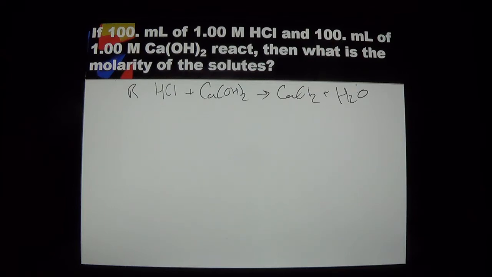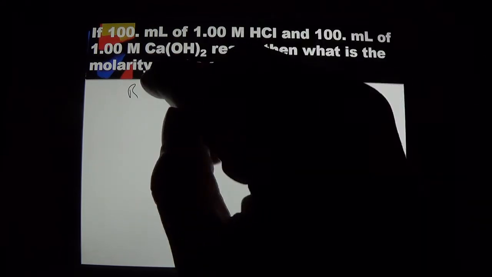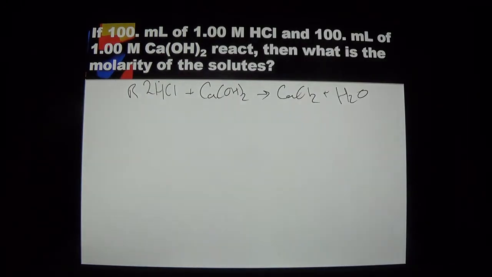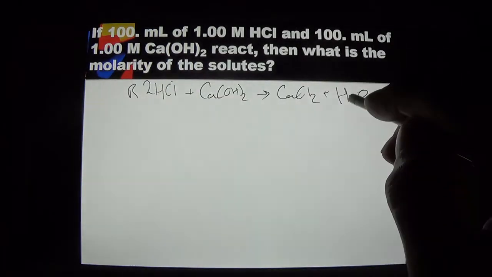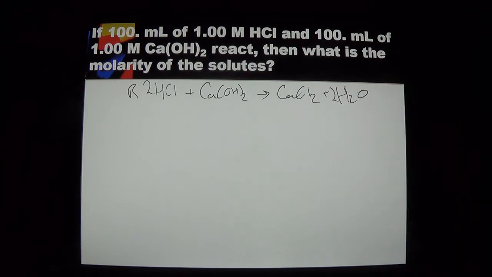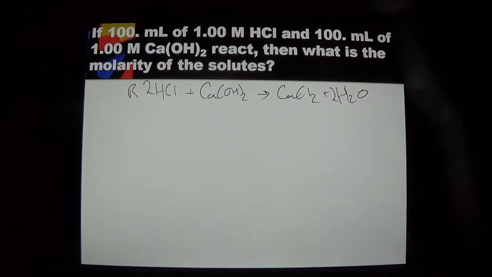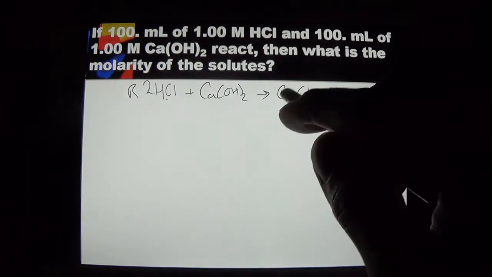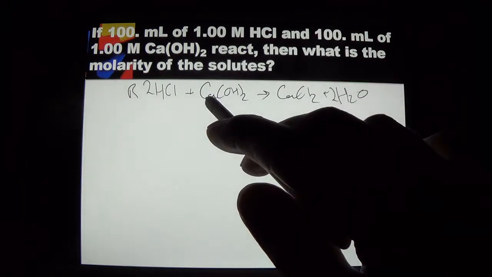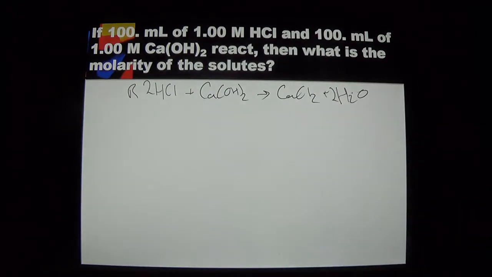Are you yelling at the screen yet? I hope you are. I hope you're like, Mr. Bellin, it doesn't balance. You're absolutely right, it doesn't balance. Okay, so let's put a 2 there because I need 2 H's. And I'm going to put a 2 there because I need 2 H's. And I needed 2 Cl's, and I need 2 Cl's. Hey, that works. I need 1 calcium, and 2 hydroxides, 2 hydroxides.